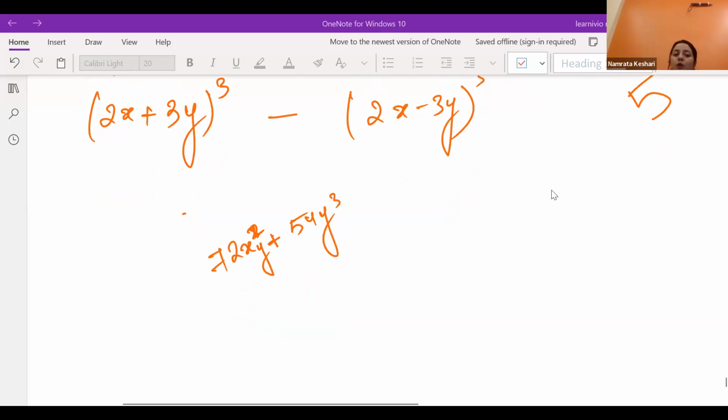So, a plus b whole cube formula we can use, which says that a cube plus b cube plus 3ab in bracket a plus b.